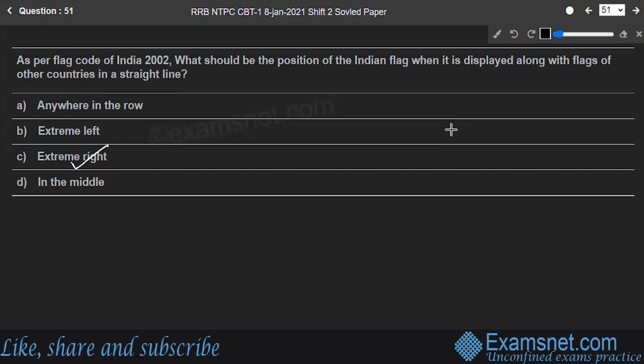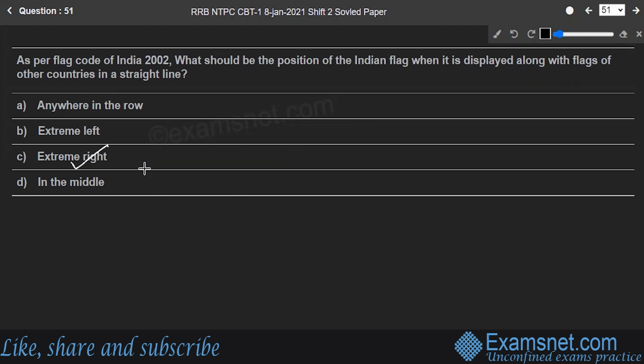The rightmost flag is the Indian flag, which is followed by other national flags in alphabetical order. When placed in a circle, the Indian flag is the first point and is followed by other flags alphabetically. When placed in crossed poles, the Indian flag should be in front of other flags and to the right of other flags. The only exception to the preceding rule is when it is flown along with the flags of the United Nations, which may be placed to the right of the Indian flag. So, option C is the correct answer.